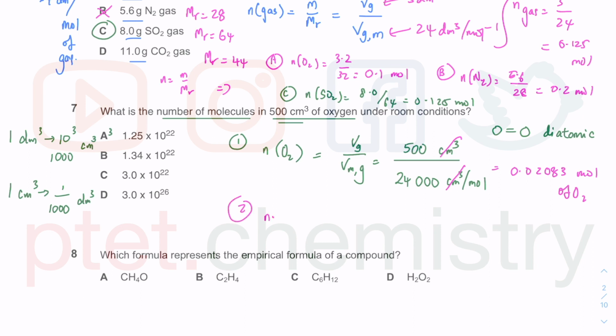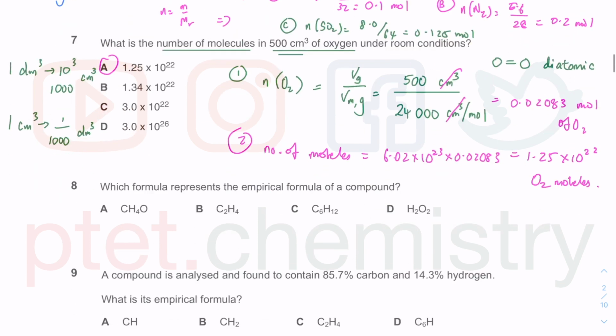The number of molecules, as I've shown in one of the earlier questions, is just the Avogadro constant multiplied by your actual number of moles. So that is multiplied by 6.02 times 10 to the power of 23. That gave me 1.25 times 10 to the 22 O2 molecules. So that's going to be option A there. Let me just circle option A.